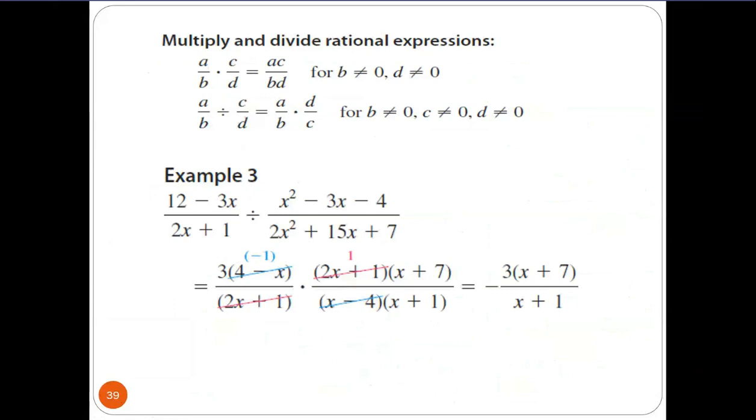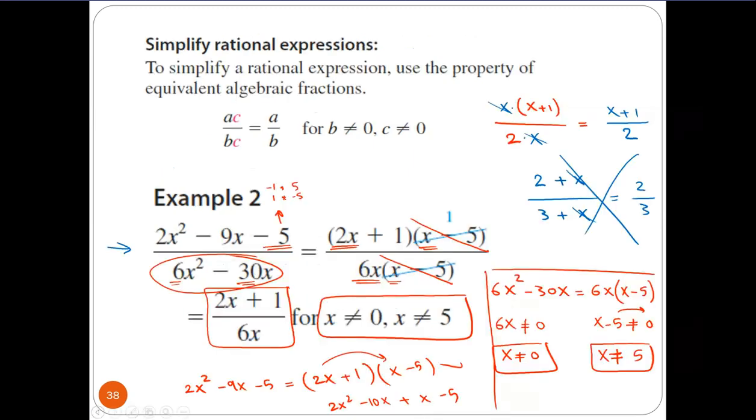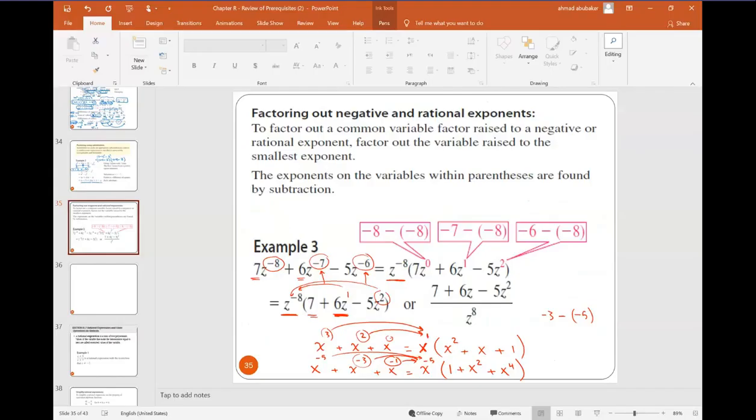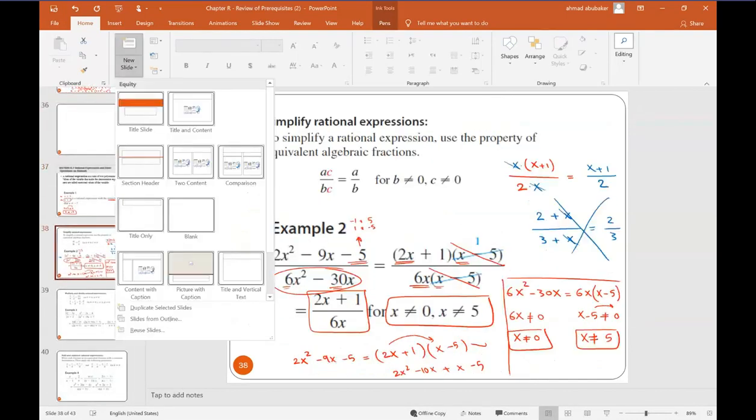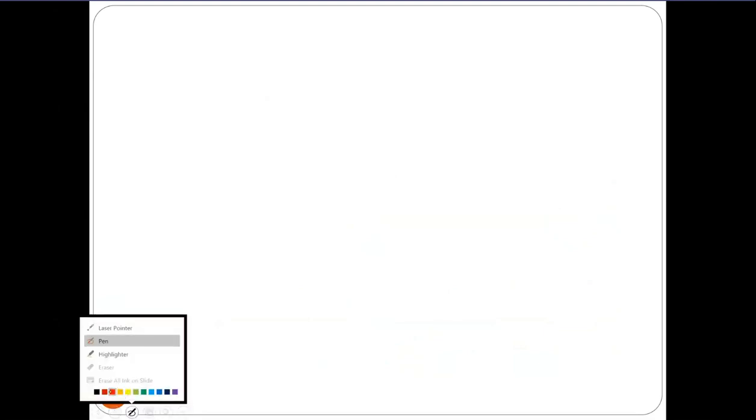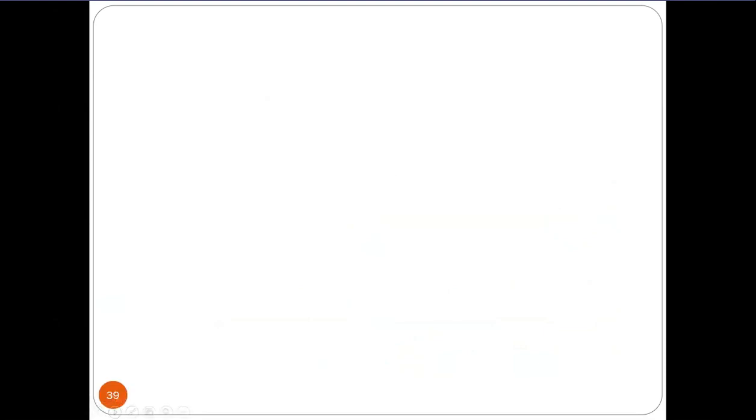In addition, multiplication and division. Example 2. Okay, I put another example. This depends on the factorization. If you find the factorization of numerator and denominator, you can remove the same brackets and you can find the final result.